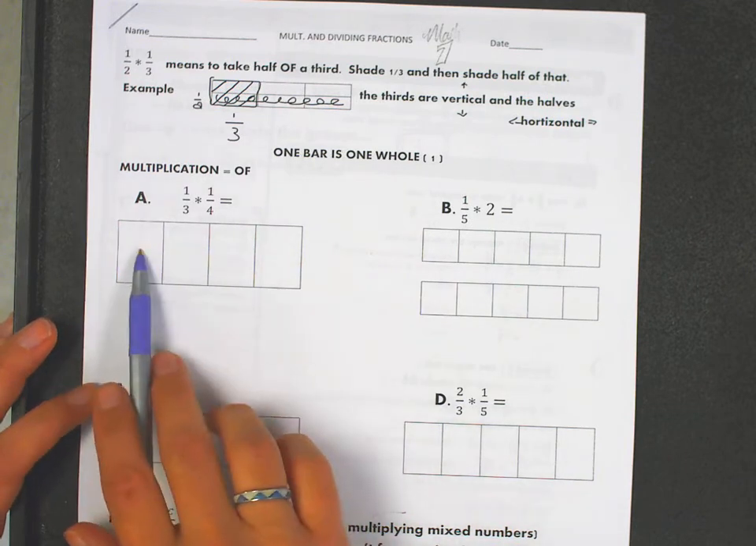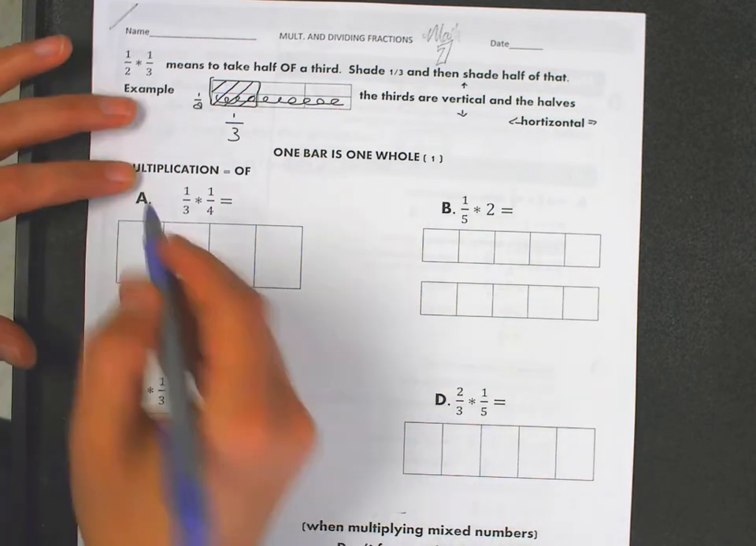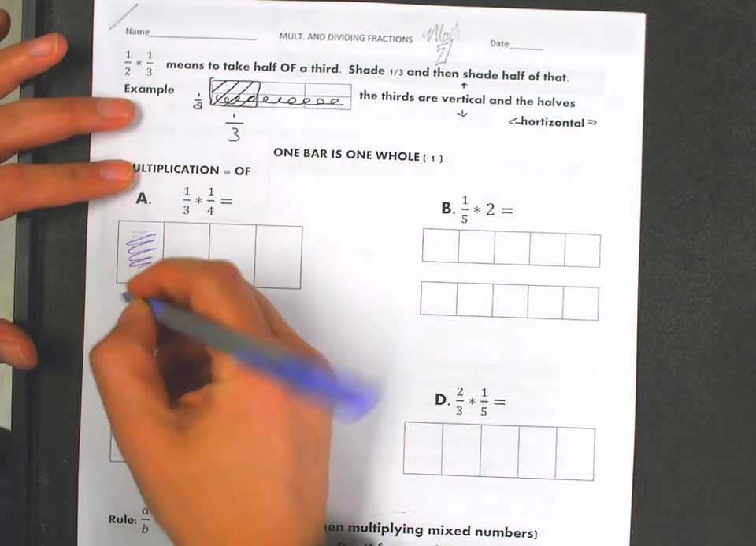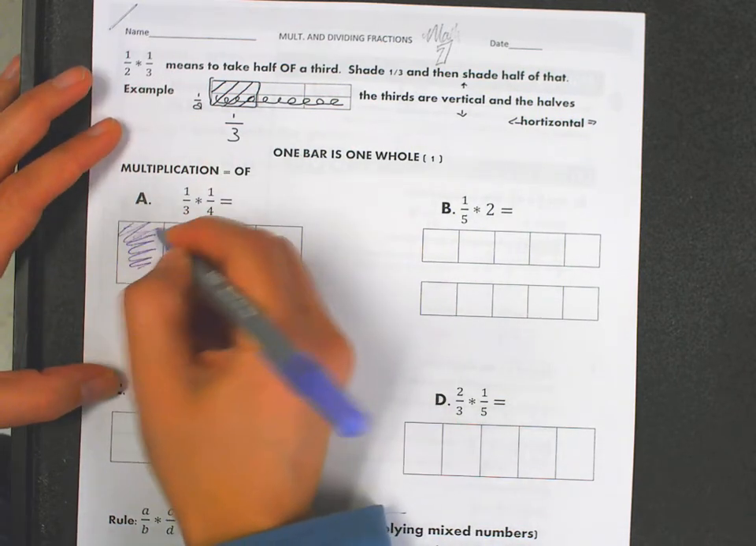Right here you have a picture of fourths. You see it's cut into fourths. I want 1/3 of those fourths. So I'm going to, I wonder if you can hear me. This thing was backwards. There we go. I'm trying to fix my microphone. So there's 1/4.